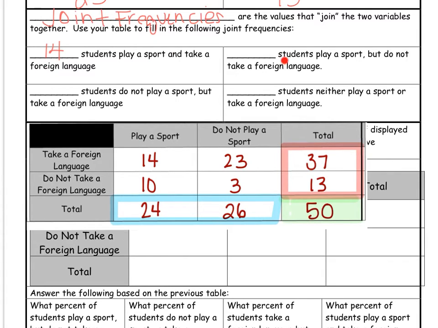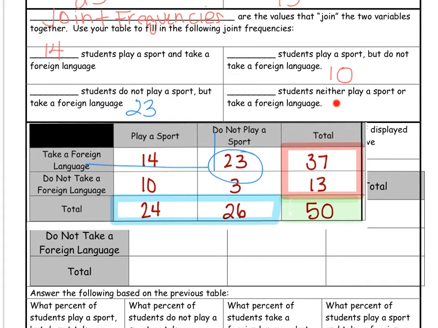If we want to know how many students play a sport but do not take a foreign language, so here's our play a sport column, do not take a foreign language, and this is a joint frequency because we're talking about two things, and that's 10 students. How many students do not play a sport but they do take a foreign language? So do not play a sport, they do take a foreign language, that would be 23. So it's kind of like the old multiplication table, take a foreign language and do not play a sport. So where do they meet? They meet at 23 right there. So 23 students do not play a sport, but they do take a foreign language.